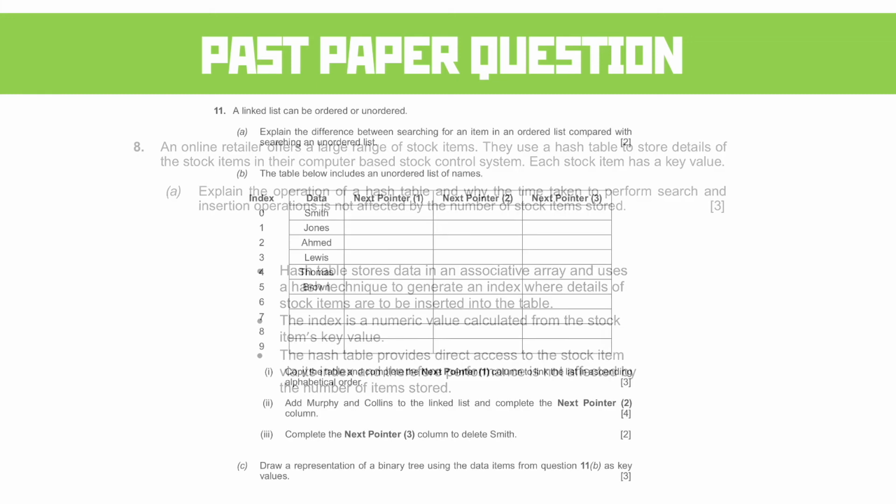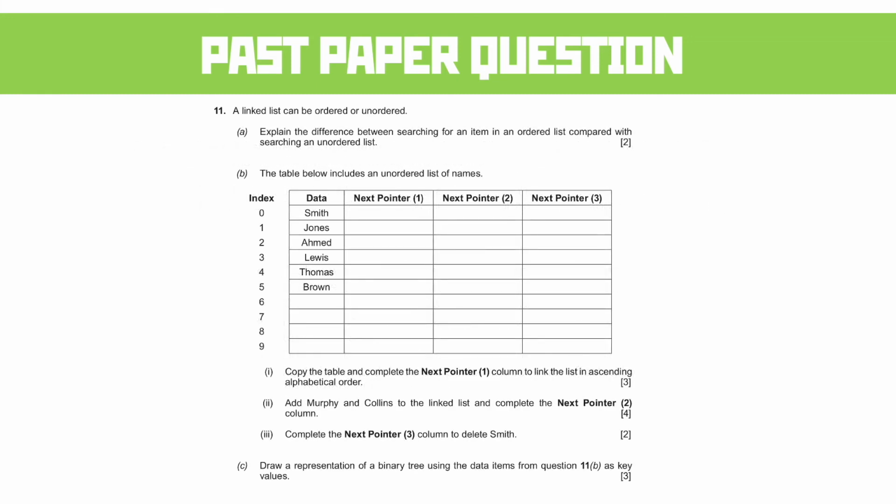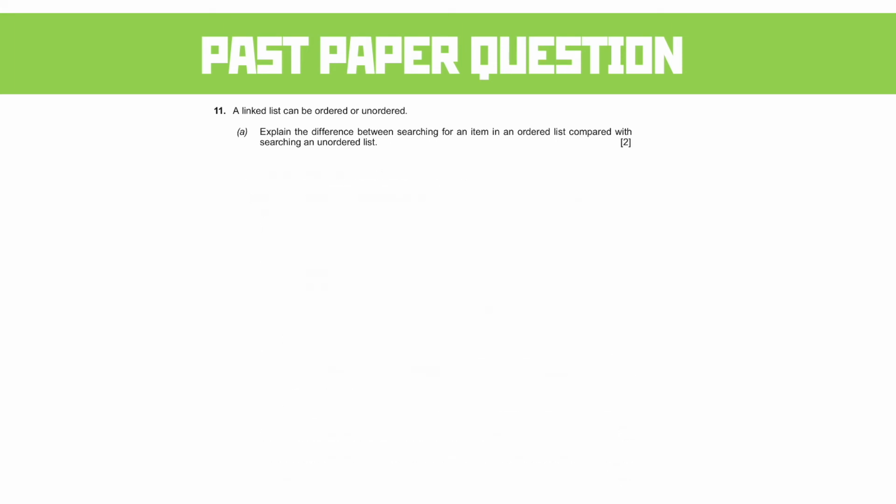This is a linked list question that uses the form of an array and how the pointers are going to work to differentiate it. So there's a table with an unordered list of names. We start with part A. Explain the difference between searching for an item in an ordered list compared with searching an unordered list. So this is reasonably simple.